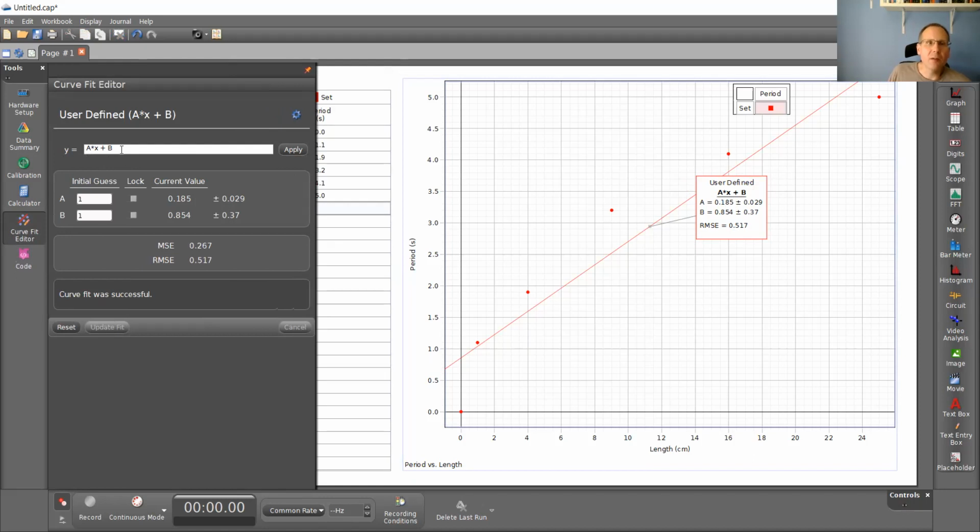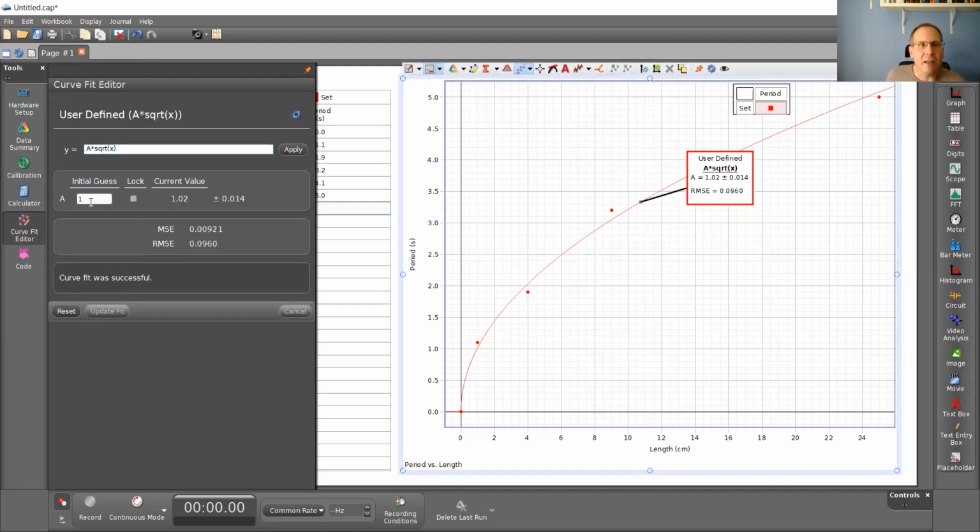We want to change this. We want to change this to a times, so shift 8 is a times asterisk. And then we're going to write sqrt for square root, parentheses x, close parentheses. And then hit apply. You can leave the initial guess at 1. That should be fine. And you should see on your graph that it does a nice square root fit, right? So you have this like sideways parabola for the fit now. So it gives you that nice fit.